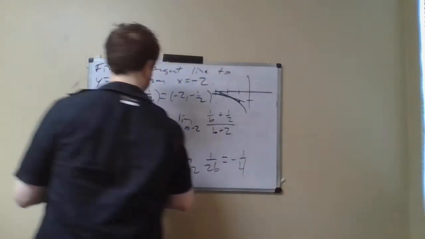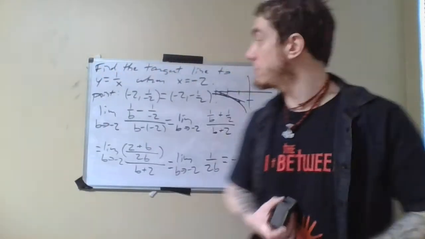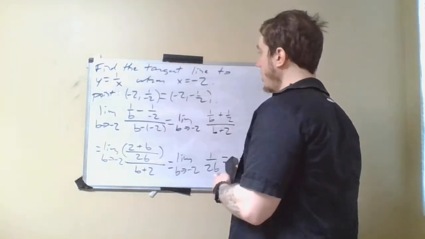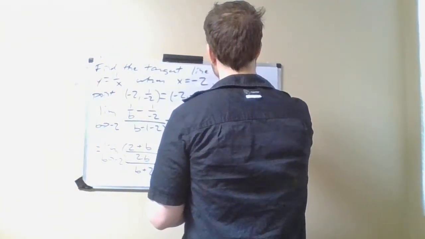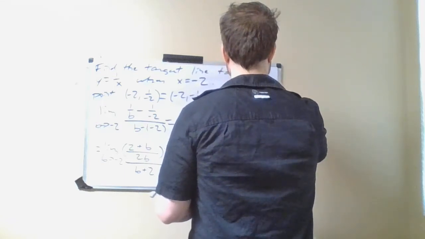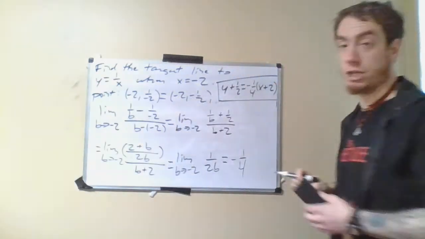Okay, so now I have my slope calculated, and I have my point. So all that remains is to use point-slope form to write down my tangent line. So we're going to have y plus 1/2 is equal to -1/4 times x plus 2. And there is my tangent line.